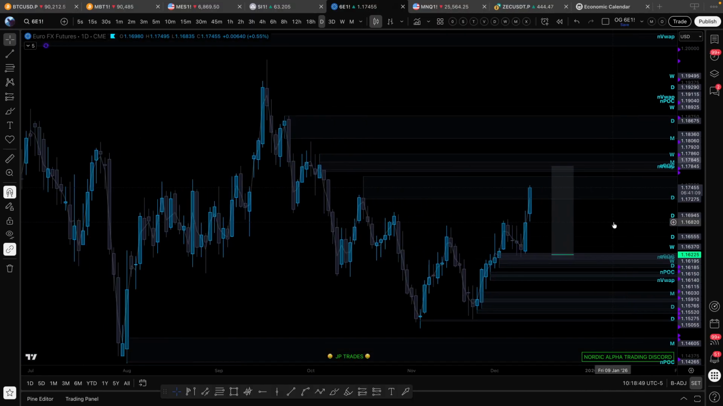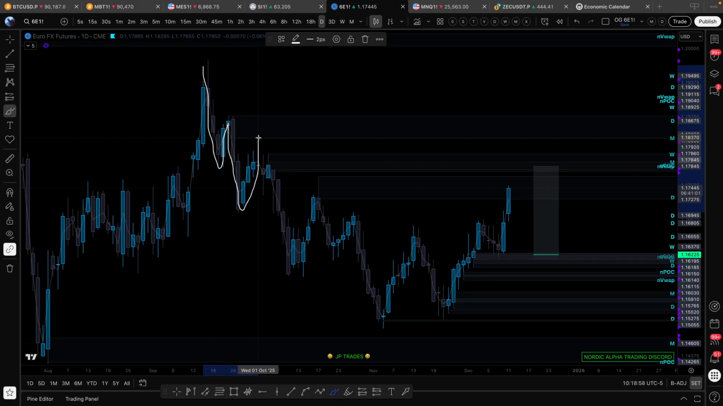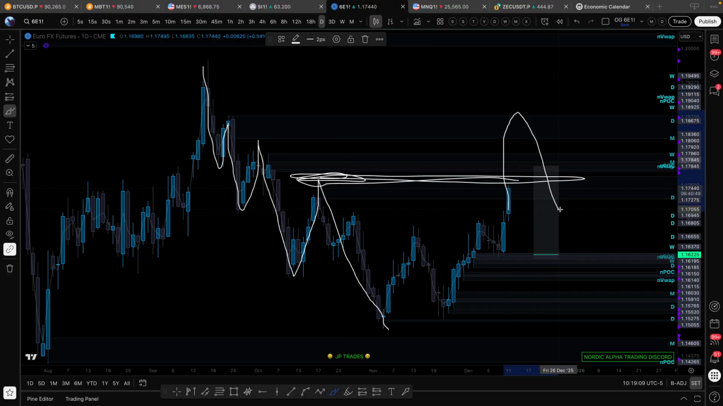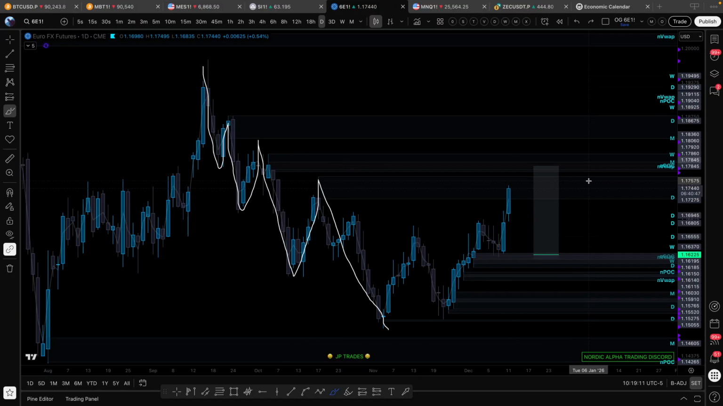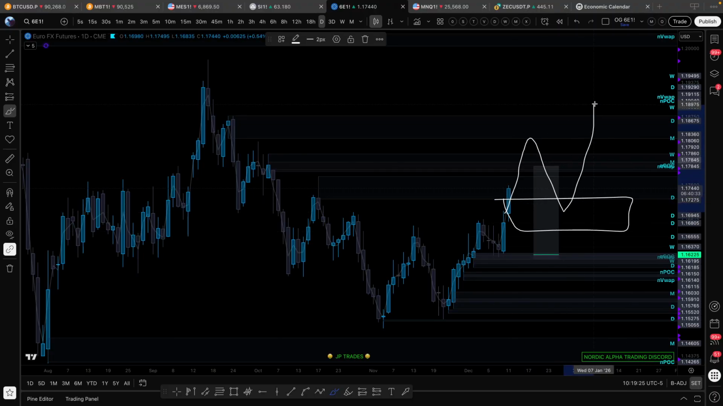So let's take it from the very, very top. That is your daily structure. So if we get above this high right here, you're going to break daily structure, and that's going to be a mega swing trade. So at that point, I would look for somewhere around here. If we do get above here, I'm going to look for some kind of demand to take us up to this high.